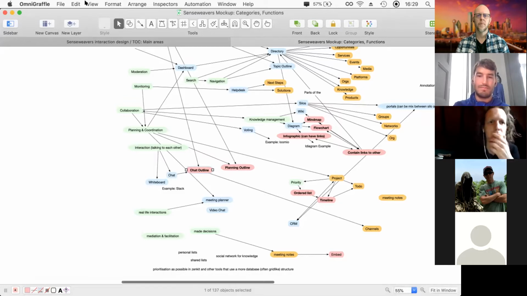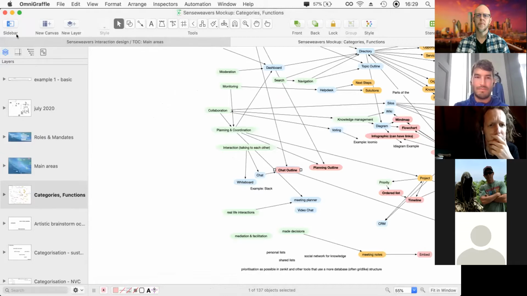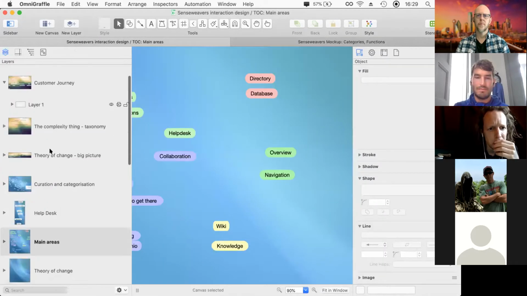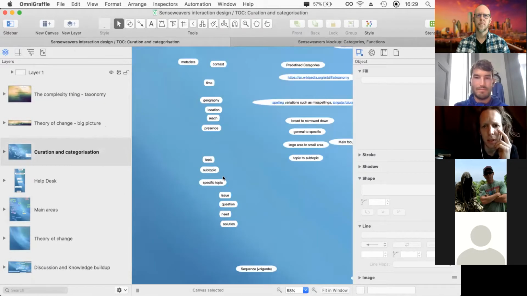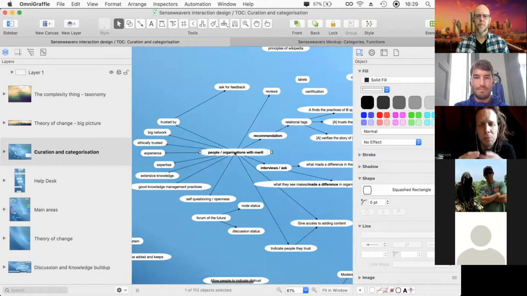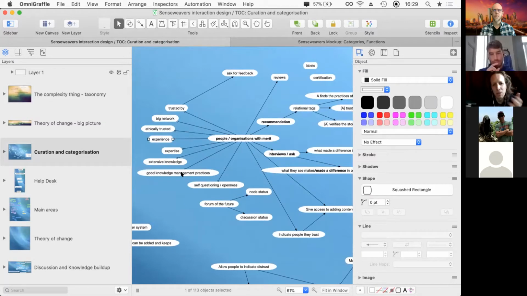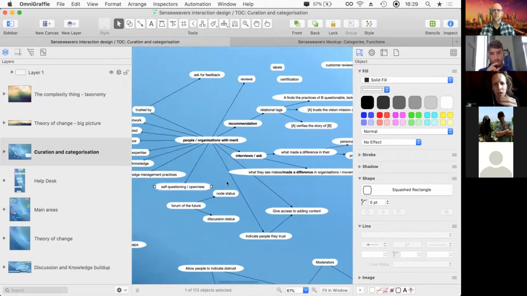When it comes down to curation and categorization, I really thought about how that could work. And one of the things is people with merit. So I did focus on people, and what creates merit? Like it's trusted by, they've got a big network, they're ethically trusted, they have expertise and experience and extensive knowledge, good knowledge management practices, self-questioning and openness. And if you could build a system where people with merit could also tell which other people have merit.